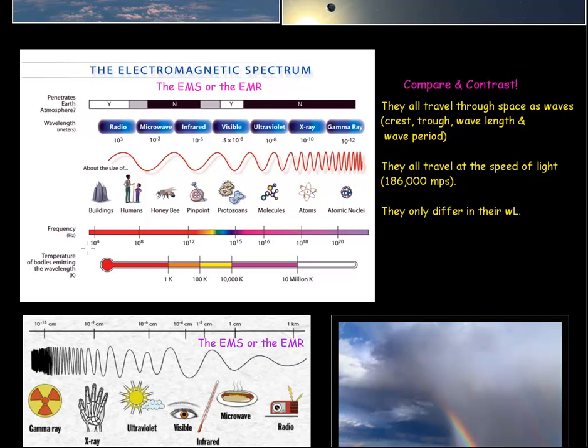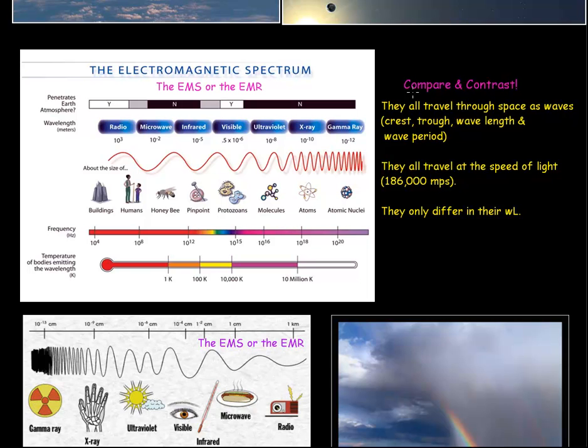Frequency, you can notice this frequency looks like it's pretty good size, but it gets bigger going this direction, number of waves per second, that's called hertz. And the temperature of the emitting body, radio waves are usually emitted by relatively cool astronomical objects, and the X-rays and gamma rays incredibly hot. Okay, they all travel through space as waves.